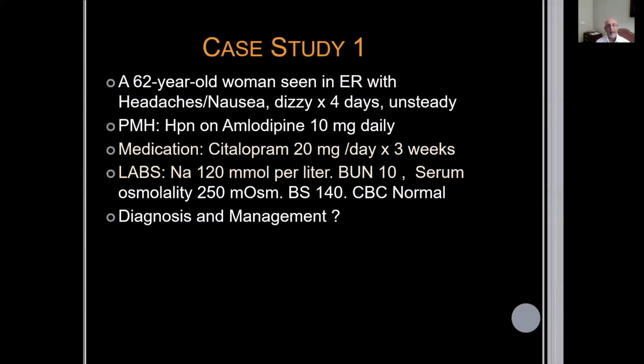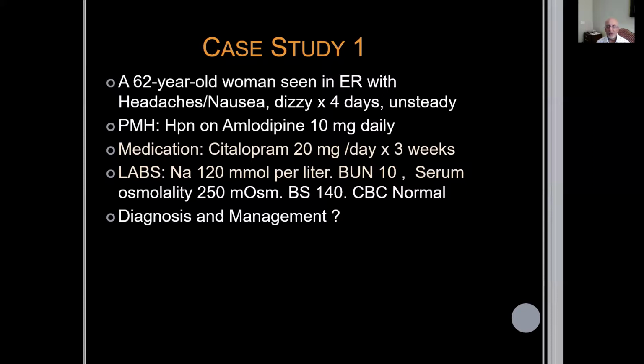So let us take this case of a 62-year-old female who presents to the emergency room with headaches, nausea, and dizziness for 4 days, and she has unsteady gait. She also has some muscle cramping and muscle fatigue. Her past medical history includes hypertension, and she's currently taking amlodipine 10 milligrams daily. About 3 weeks prior to admission, she was prescribed citalopram for her depression, 20 milligrams a day.